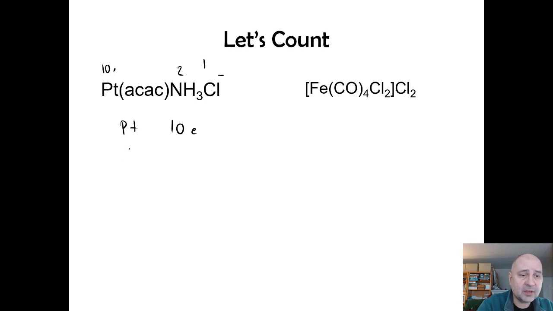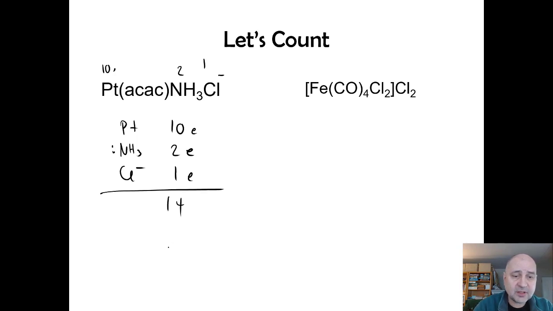So we have the amine, 2 electrons. We have the chloride, 1 electron, and then EC is either going to be 3 or 5, right? Because this adds up to 13. So if we get 3, we have a 16 electron species. If we get 5, we have 18, so ideally it would be 5.